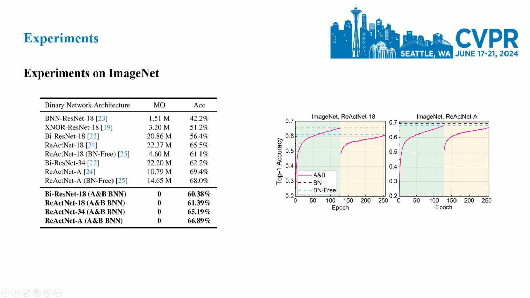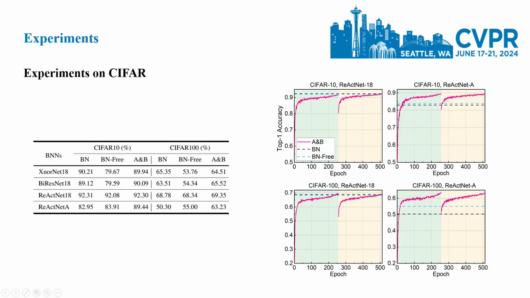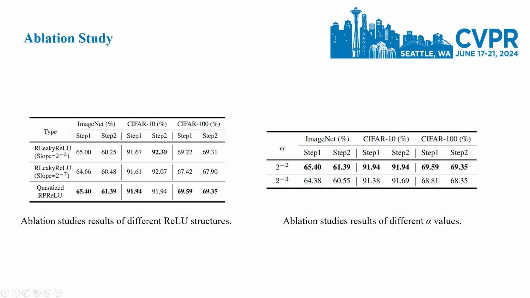Experiments show that the proposed method eliminates multiplication operations with almost no loss in performance. Compared to the BN-free structure, we achieved a reduction of 15 million multiplication operations with an accuracy loss of 1.11% on RLeakyReLU A, and achieved a reduction of 5 million multiplication operations on RLeakyReLU 18 while improving the accuracy by 0.9%. The proposed method is also compared with the mainstream binary network architecture on the small datasets, and shows good performance. The ablation studies were also conducted to show the effectiveness of each component.